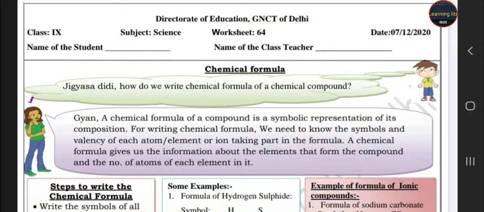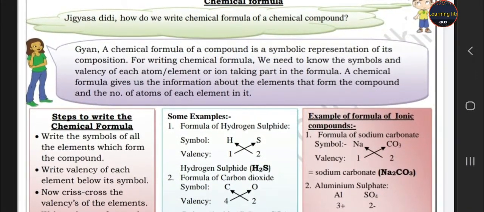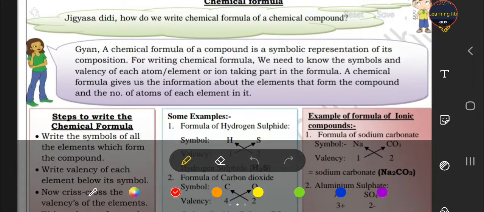Hello students, today we are here with our worksheet number 64 from Directorate of Education, class 9, subject science, and today we discuss the chemical formula. Gyan asked Jigyasa Didi, how do we write the chemical formula? Jigyasa replied, now what is a chemical formula?